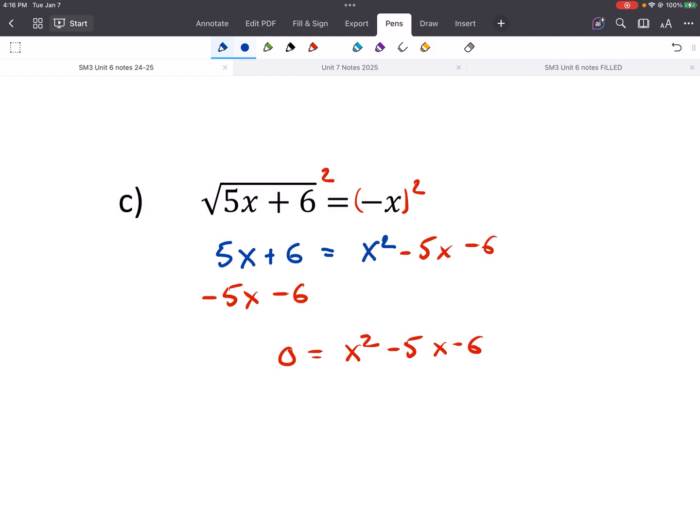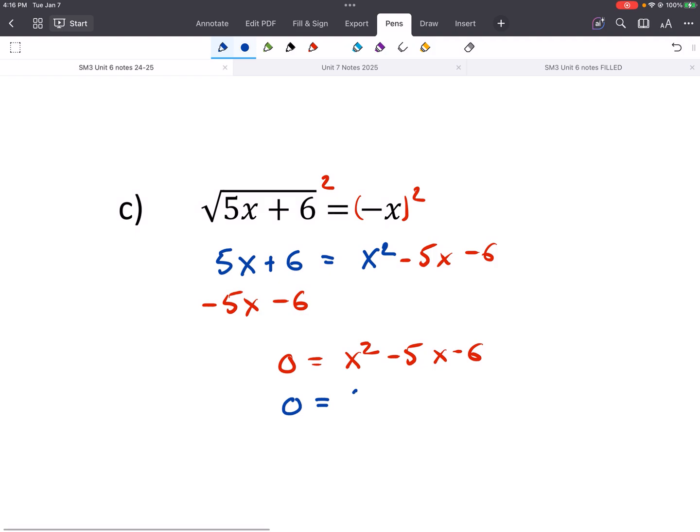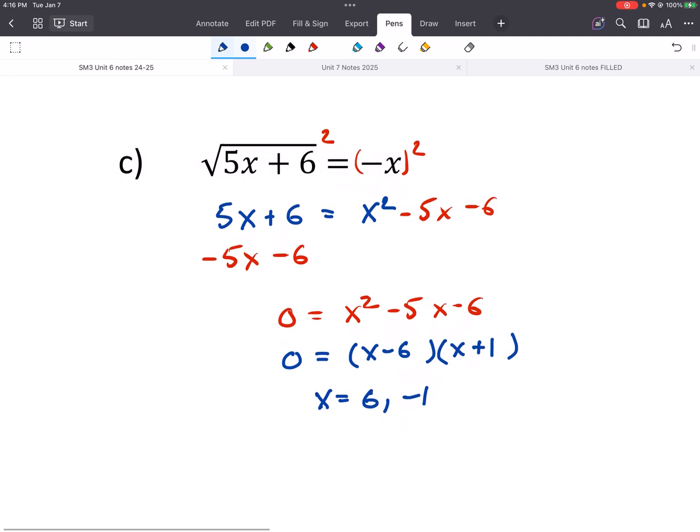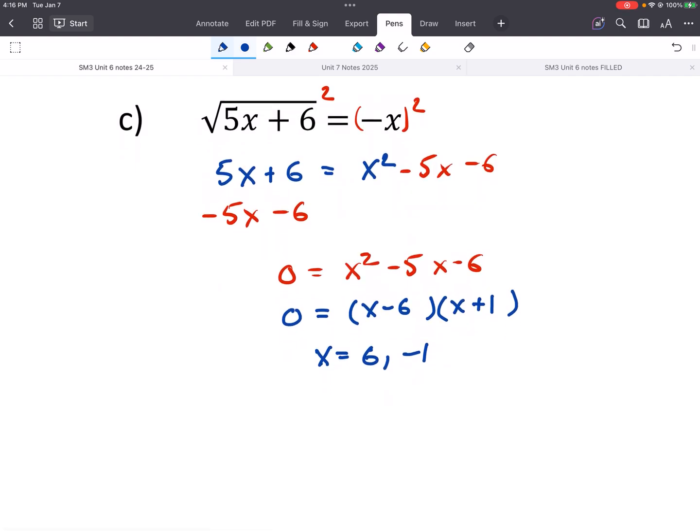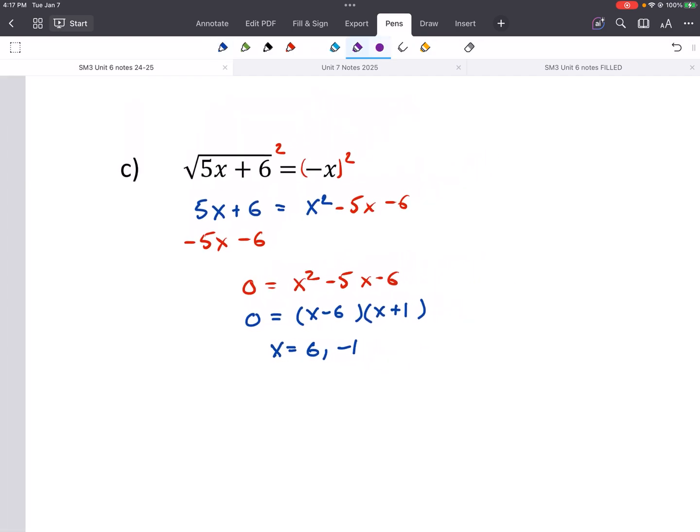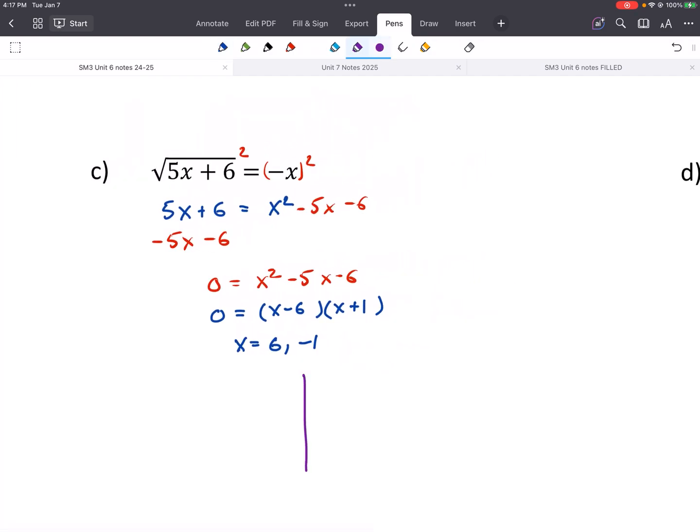We would factor, so 0 equals, and we'd need to find the two things that multiply to negative 6 and can also add to negative 5. Okay, so that would probably come up to be x minus 6 and x plus 1. And then our solutions would have to be 6 and negative 1. Again, we're not sure if either of those are valid solutions. So we need to check by plugging those in, and we'll have to do it 2 separate times.